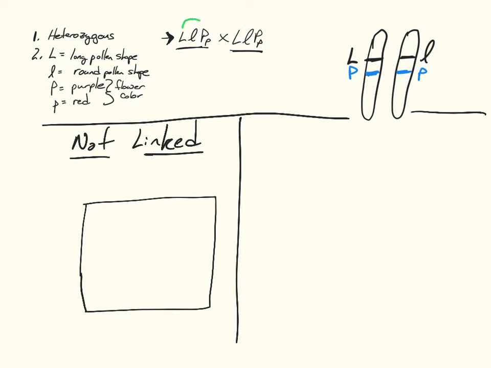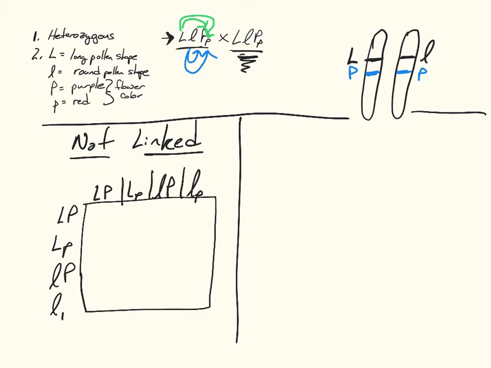You'd have to go big L goes with big P, that gives you big L, big P, right? And then big L goes with little p, so it gives you big L, little p. And then little L goes with big P, so it gives you little L, big P. And then little L, little p, and then you'd have little L, little p. And of course, you would have the same gametes for the other parent because the genotype is the same. So you have big L, big P, big L, little p, little L, big P, little L, little p.